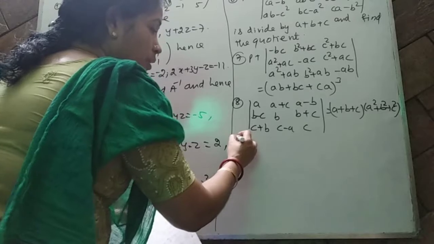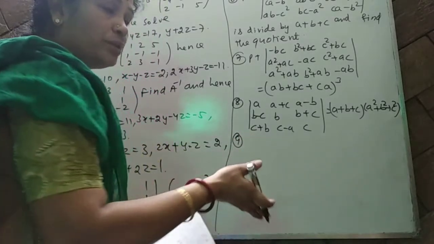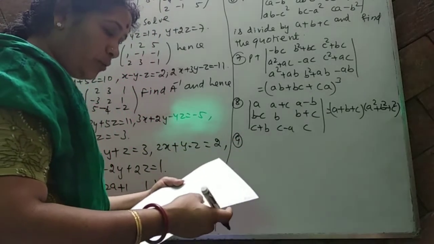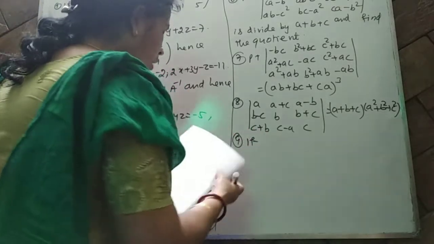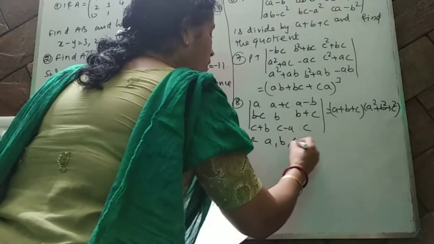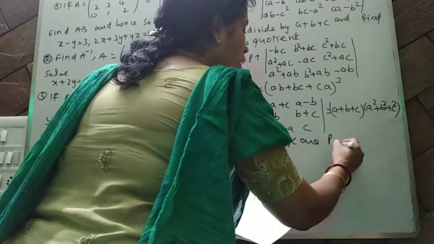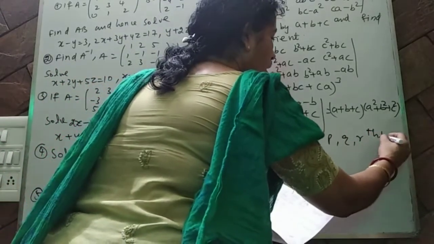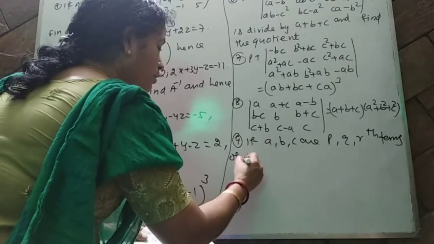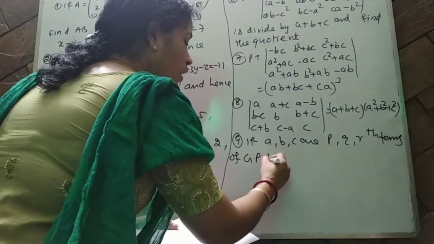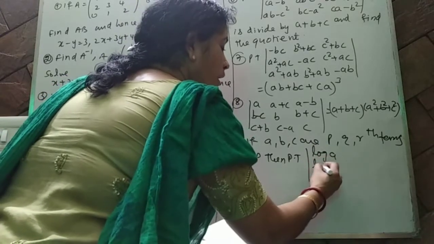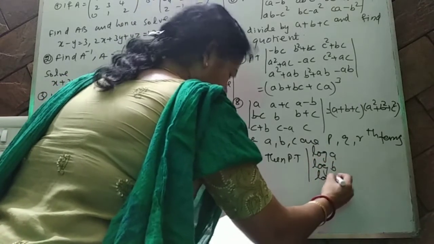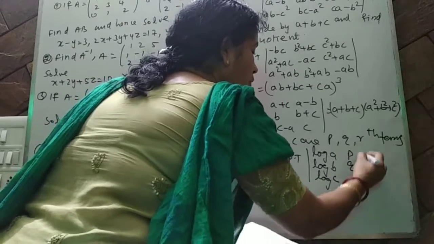Now the next question I am writing is a 6 mark question. This year in the board I told you one determinant question would come. I will explain how to do this question. If A, B, C are the pth, qth and rth terms of a GP, then prove that the determinant with rows [log A, p, 1], [log B, q, 1], [log C, r, 1] equals 0.